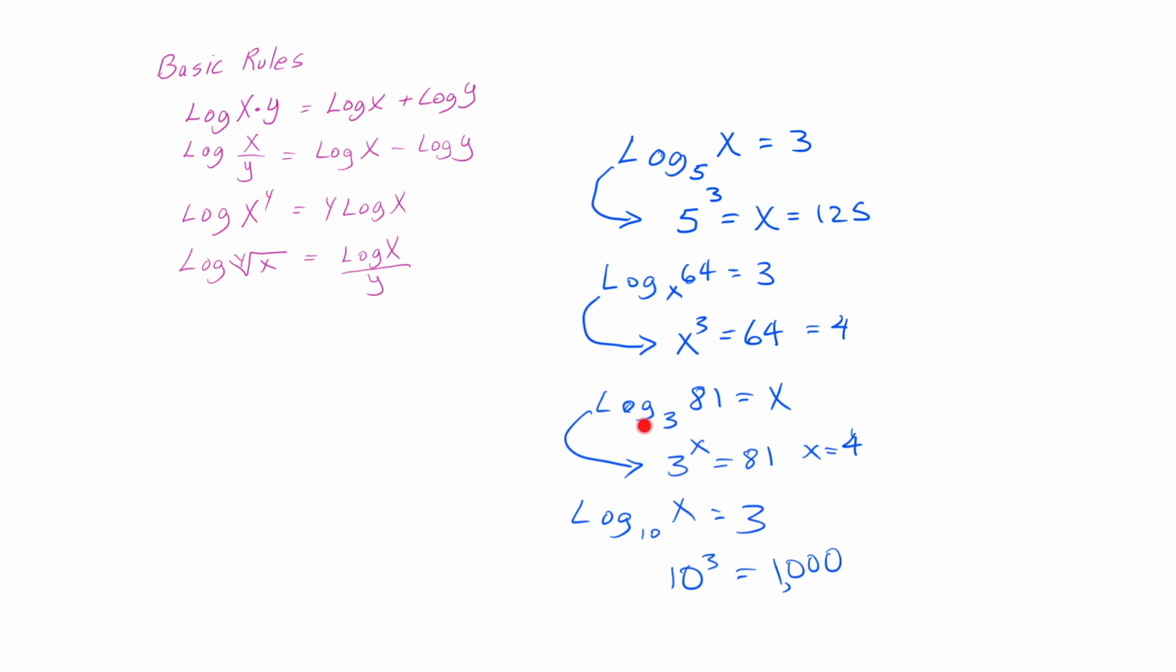The next one we'll look at is log to the base 3 of 81 equals x. What that means is 3 raised to the x power equals 81, so our x is equal to 4. Log to the base 10 of x equals 3 means 10 cubed equals 1,000. So that gives you a little bit of an example of how this works with the numbers as well.